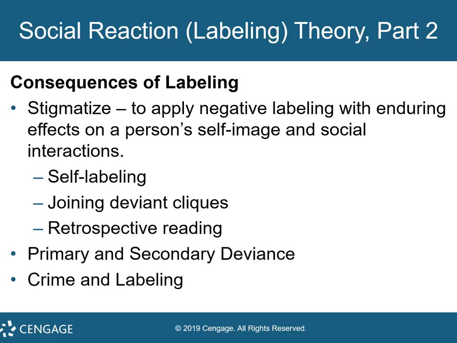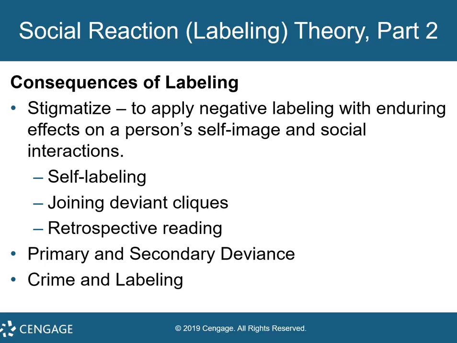Primary and secondary deviance. One of the better known views of the labeling process is Edwin Lemert's concept of primary deviance and secondary deviance. According to Lemert, primary deviance involves norm violations or crimes that have little influence on the actor and can be quickly forgotten. In contrast, secondary deviance occurs when a deviant event comes to the attention of significant others or social control agents who then apply a negative label. And then finally, crime and labeling.